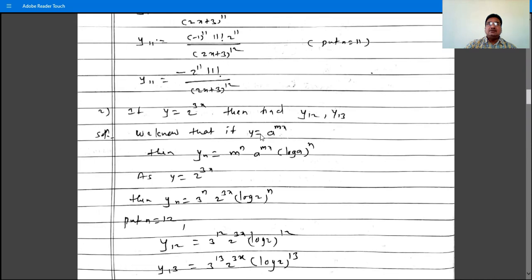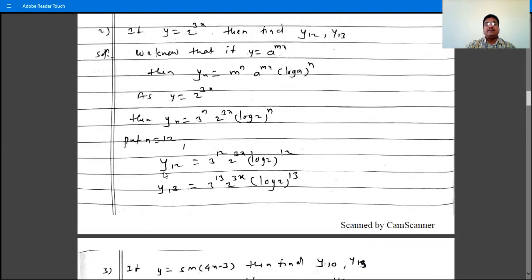So the next problem is y is 2 raised to 3x, then find y12, y13. If y is a raised to mx, then yn is what? M raised to n, a raised to mx, log a bracket raised to n. So y is 2 raised to 3x. So yn is 3 raised to n, where m is now 3, 2 raised to 3x, and log a is now log 2, bracket raised to n. So this is yn.